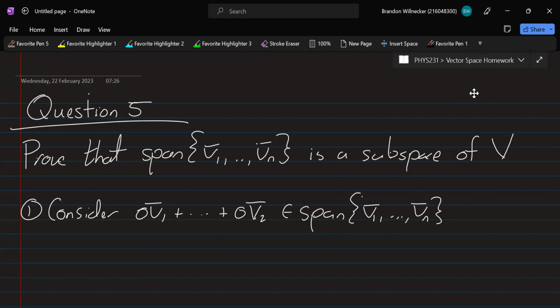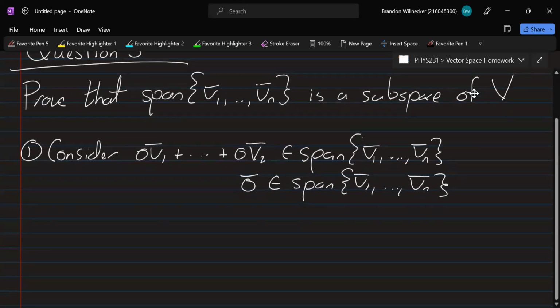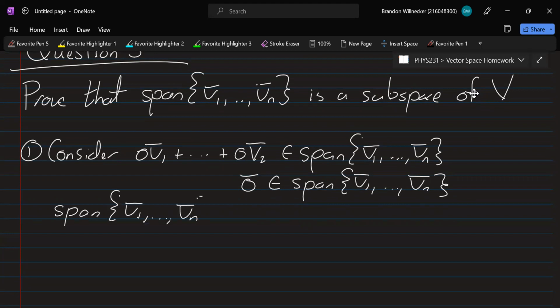Okay, but remember, 0 times a vector is the 0 vector, and the sum of a 0 vector with the 0 vector is just the 0 vector. So the left-hand side here is just the 0 vector. Okay, which means the 0 vector is an element of the span, which is good. We need that. And we've also shown that it is non-empty. So the span of v1 to vn is non-empty, and it has the 0 vector, which is good as well.